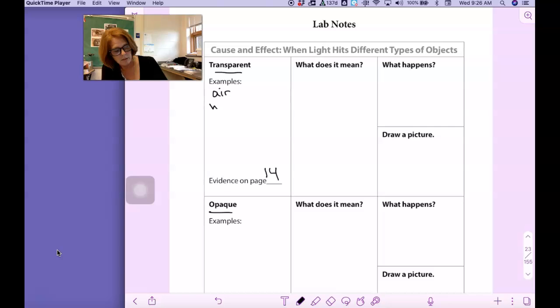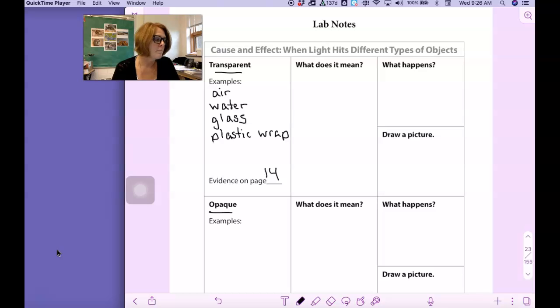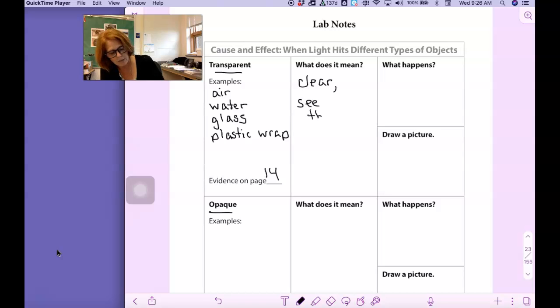Air, water, glass. And if you remember from our little experiment at the beginning of lesson 3, we also saw that plastic wrap was transparent, right? So all of those things are transparent. What does it mean? Well, the definition we're going to use is that it's clear and see-through. So you can see right through it. You can see right through a window. You can see right through air, right?